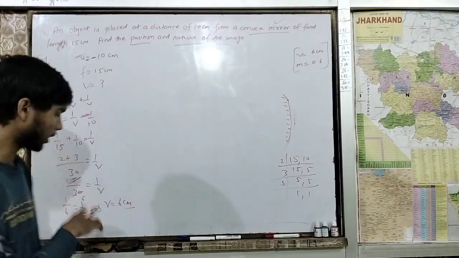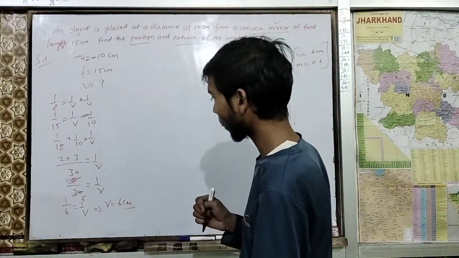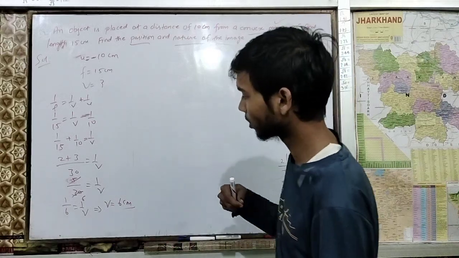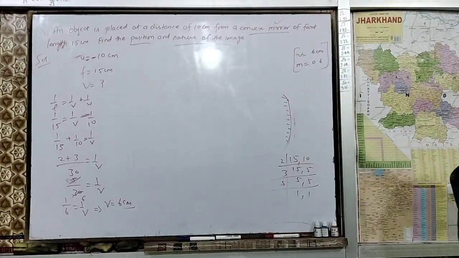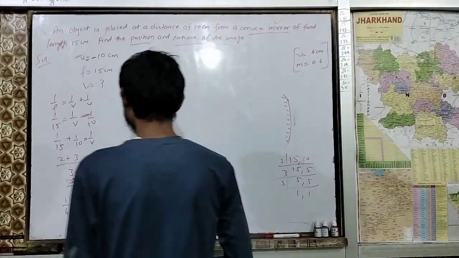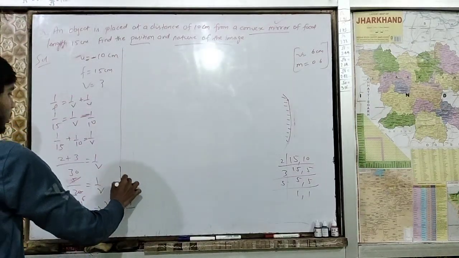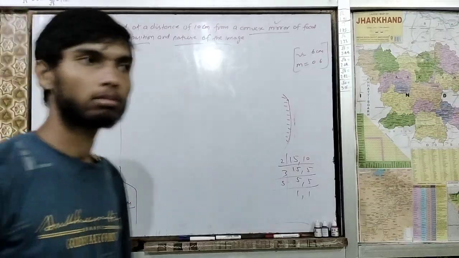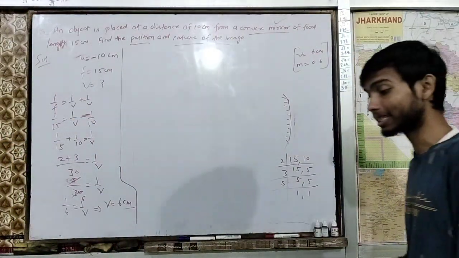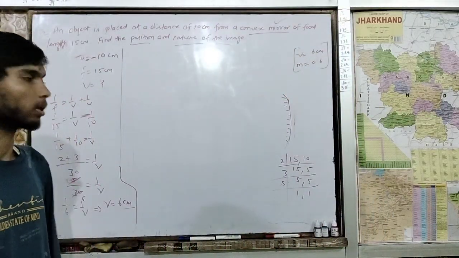What are you understanding from this answer? The image distance is 6 centimeter, and it's not in front of the mirror, it's inside the mirror, which means our image is virtual. Now let's find magnification. What is the size of the image? Is it diminished, magnified, enlarged, or equal?